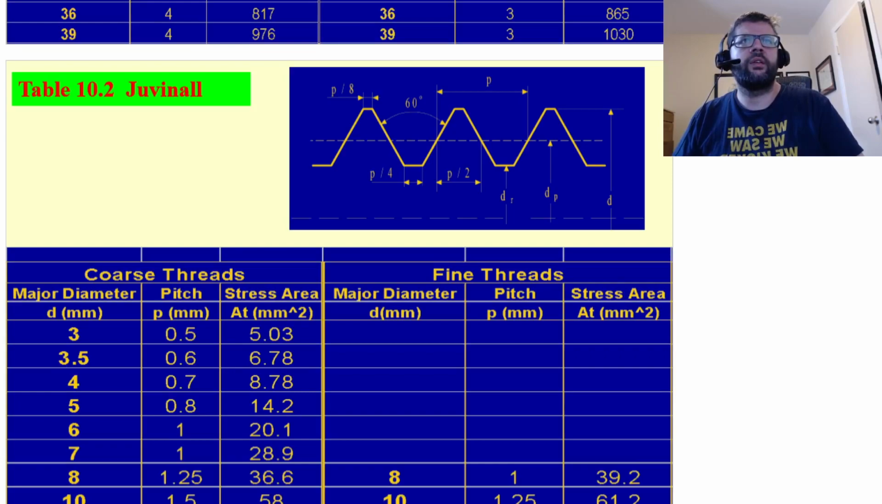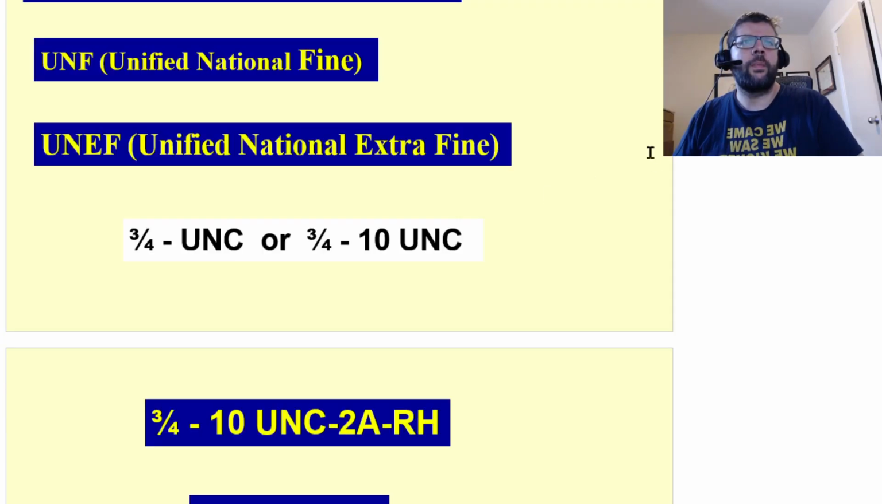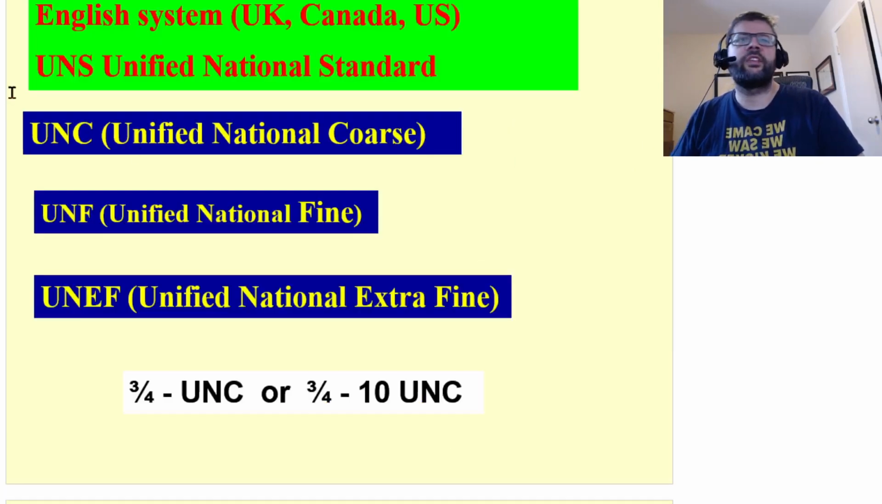Yeah, here are some more examples of typical pitches and stress areas. There's a whole bunch of standards that have arisen. Some are more popular than others, but we've got the English system: UNC, UNF, UNEF, Unified National coarse, fine, and extra fine.